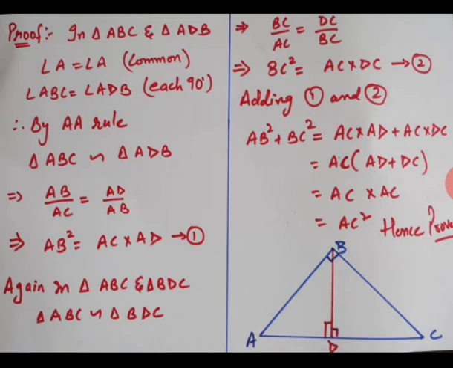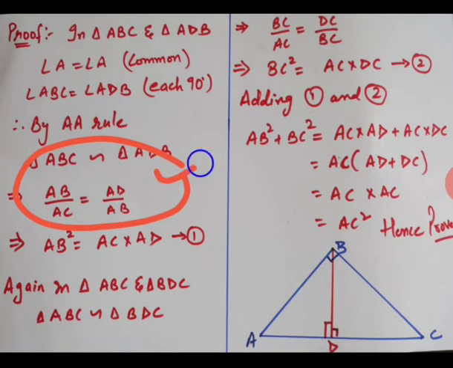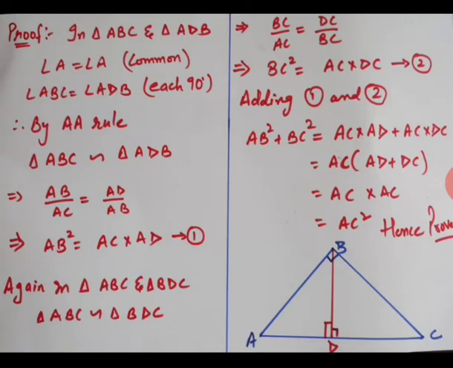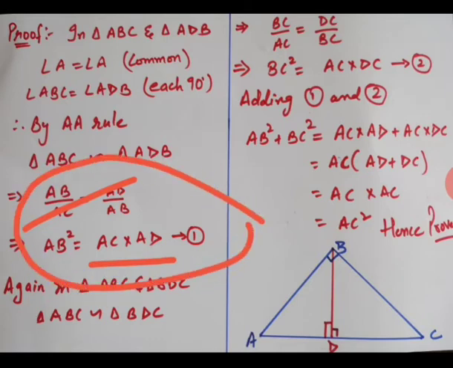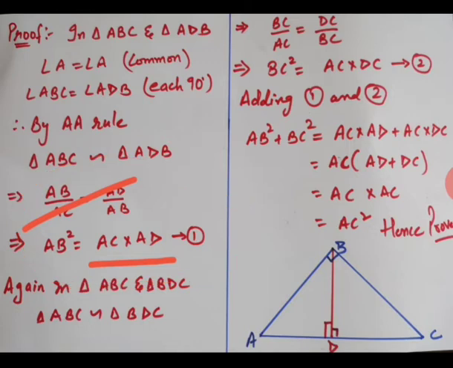As the triangles are similar, their sides will be in proportion. This property you must be knowing: if two triangles are similar, then all their sides are in proportion. I have written it here, that AB upon AC is equal to AD upon AB. After cross multiplication, AB gets multiplied with AB, right? It becomes AB square, and AC gets multiplied with AD. So this is your first statement, that AB square is equal to AC into AD.